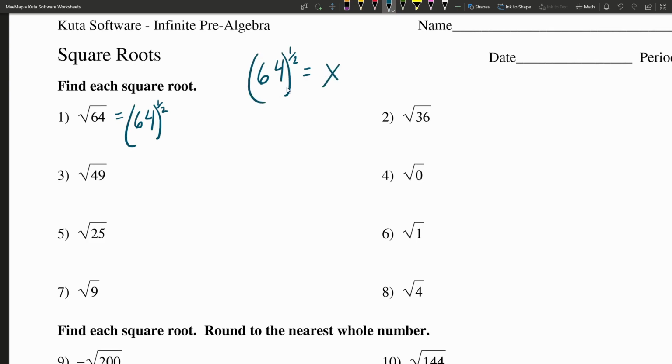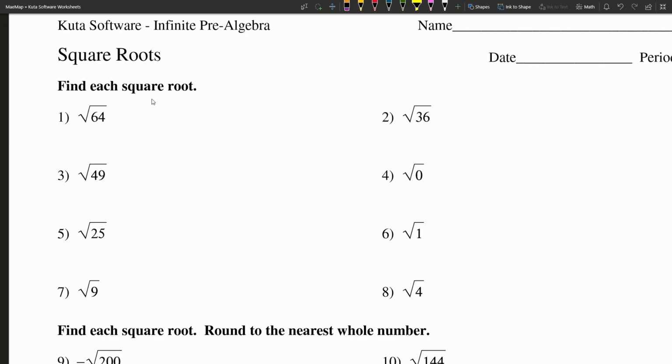So if we say 64 to the 1/2 equals x, we still don't exactly know how to evaluate this 1/2 or a square root. But think about if we were to square both sides of our equation. 64 to the 1/2 squared, 1/2 times 2, since we're raising this quantity to another power, is simply 1. So we would get 64 equals x squared. So all we need to figure out is what number squared equals 64. What times itself equals 64.